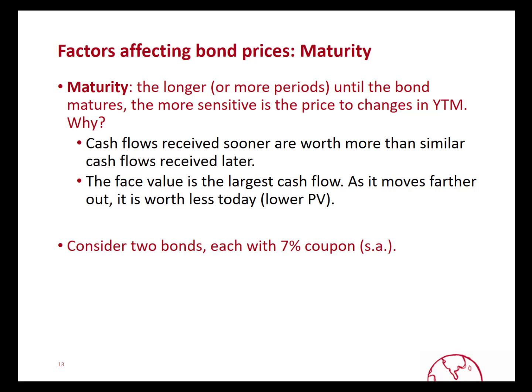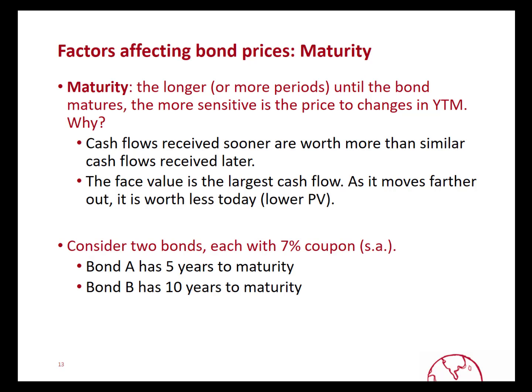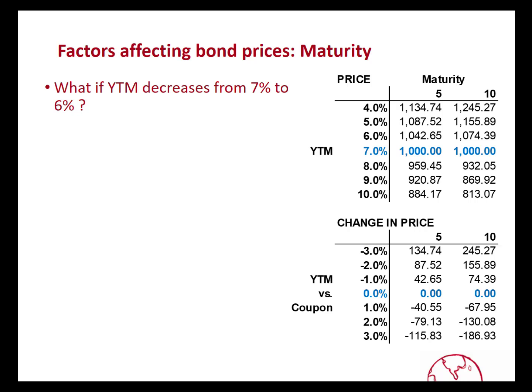Let's look at two bonds, each pay a 7% coupon semi-annually, but bond A has 5 years to maturity and bond B has 10 years to maturity. Which one is going to be more sensitive to changes in the discount rate? So we can calculate this. What if the yield to maturity decreases from 7% to 6%, for example?